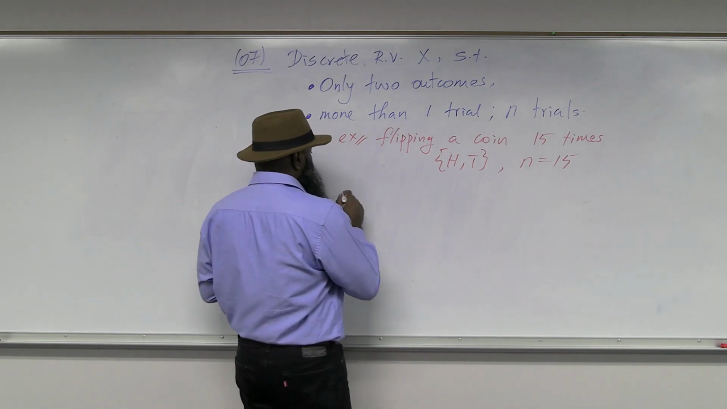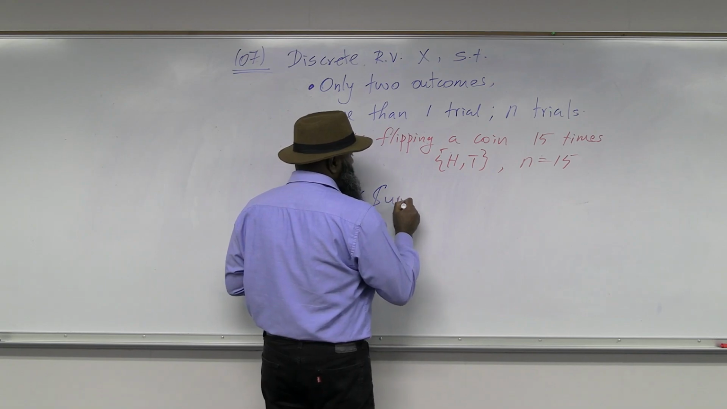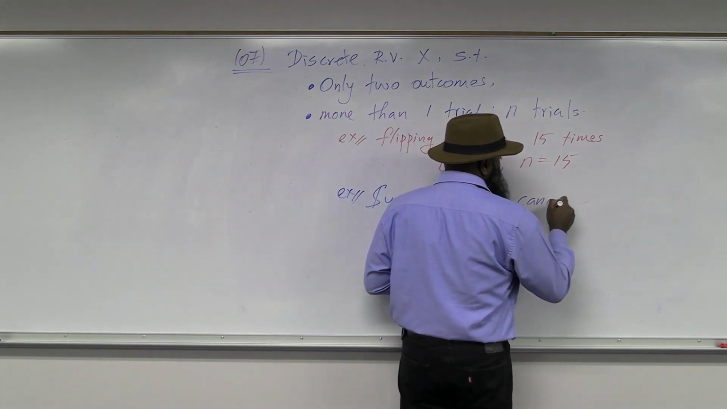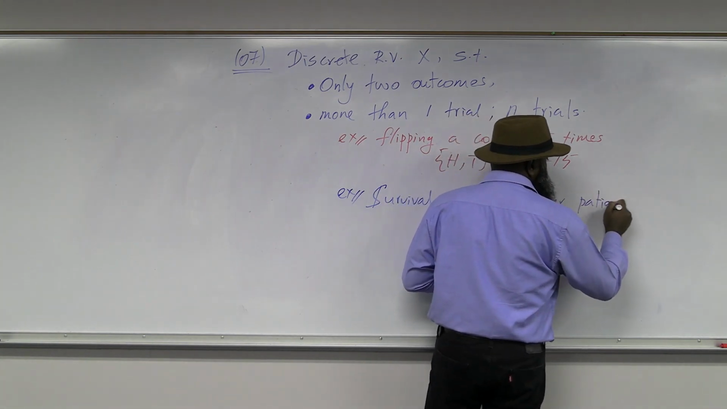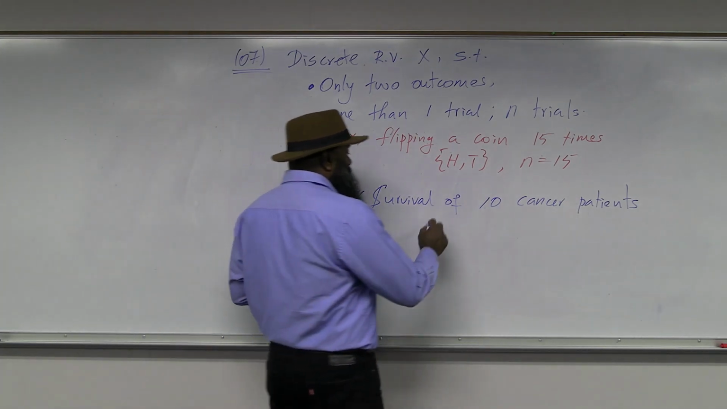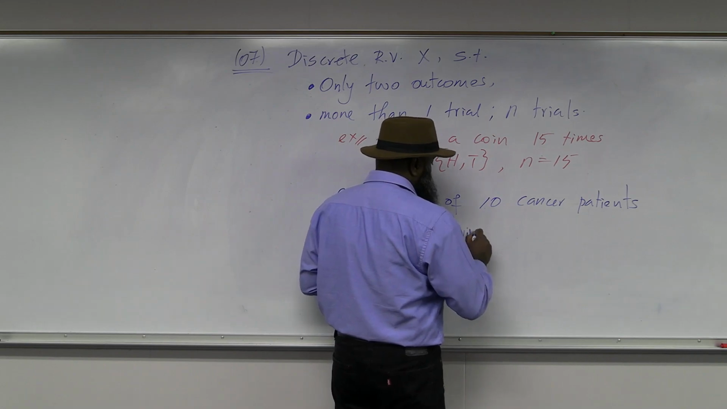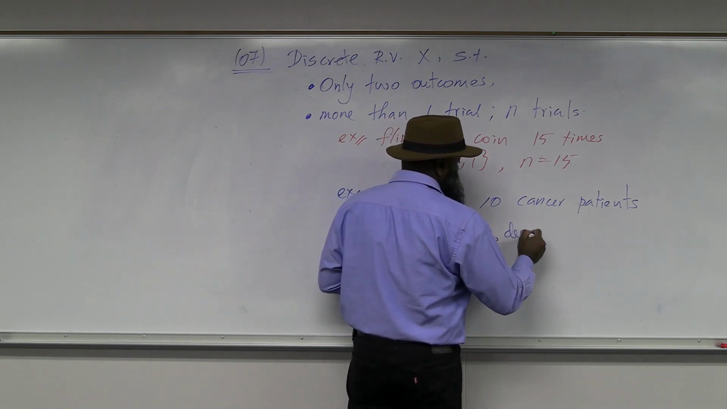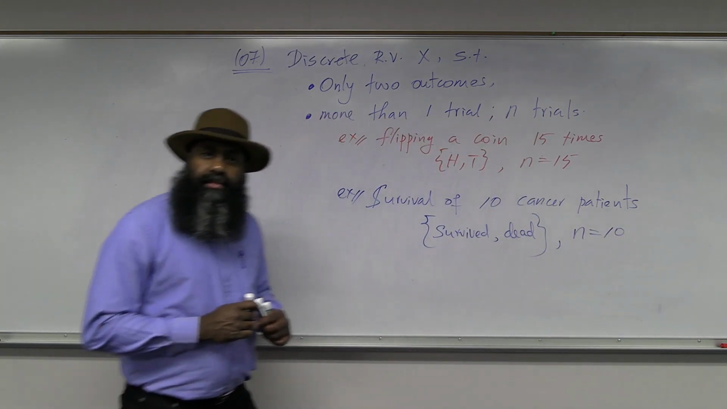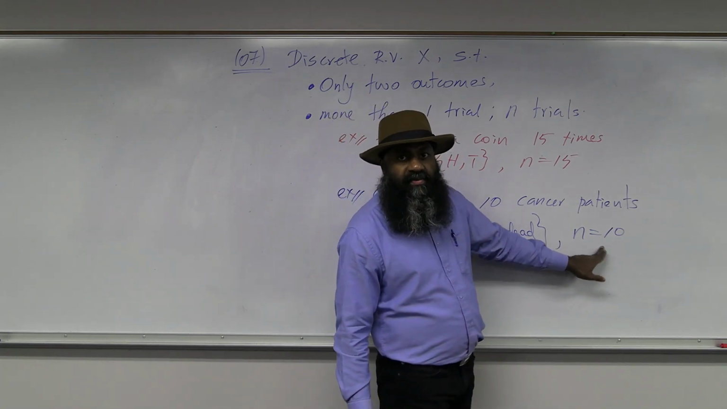Another example could be survival of 10 cancer patients. So this may be the 5-year survival. So the possible outcomes are survived or dead. And I have n equals 10. I still have just two outcomes, but there is a repetition of number of trials.